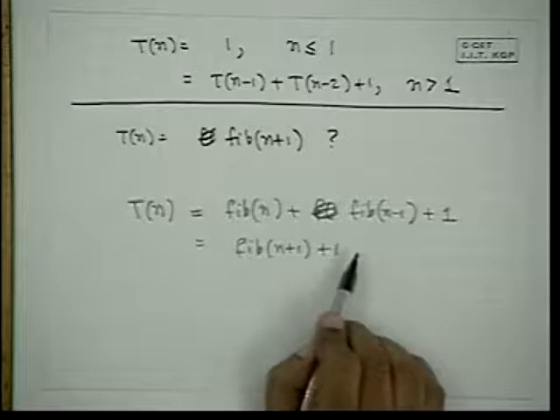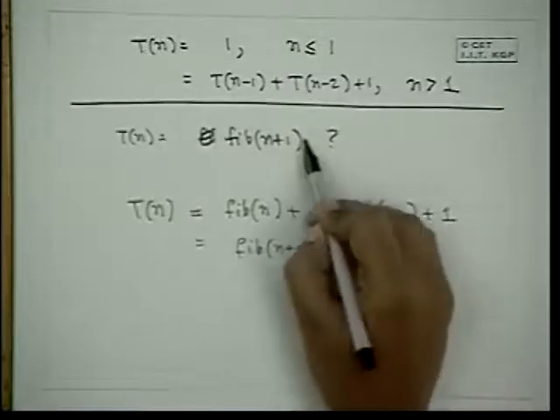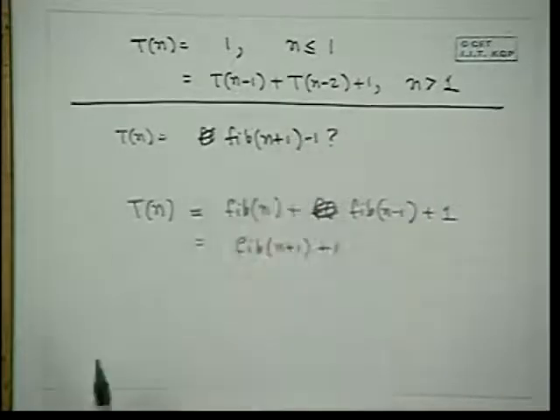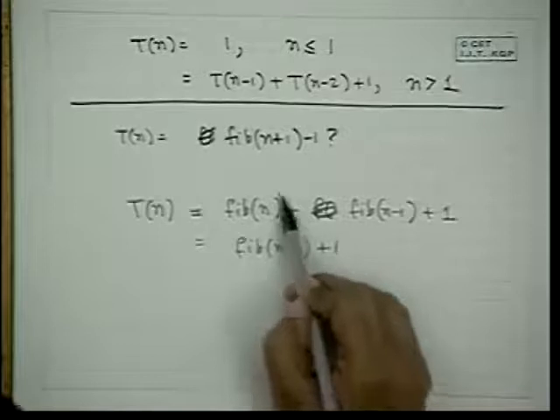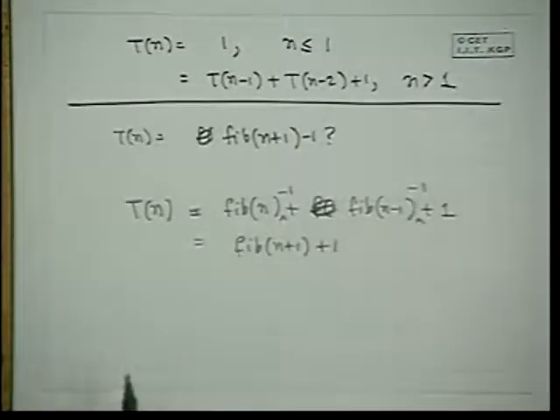Now looking at this, can you make an adjustment? Put fib n plus 1 minus 1. Then you will get one minus 1 here. You will get one minus 1 here. And you will get one minus 1 here. Right?